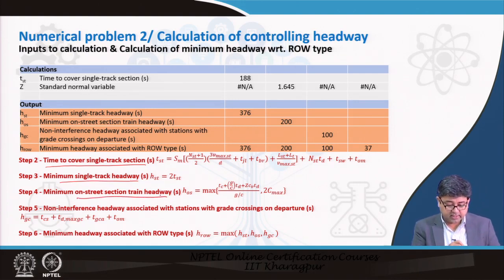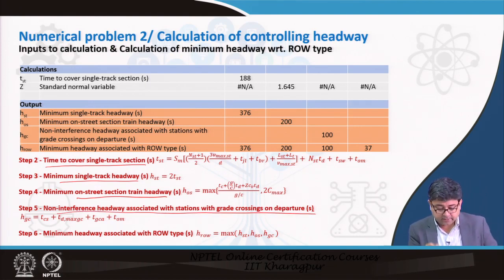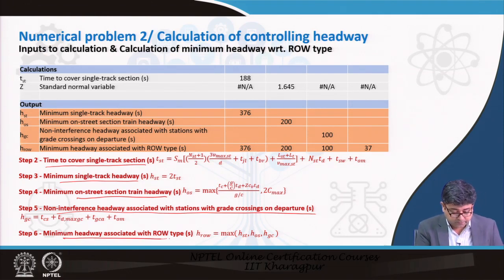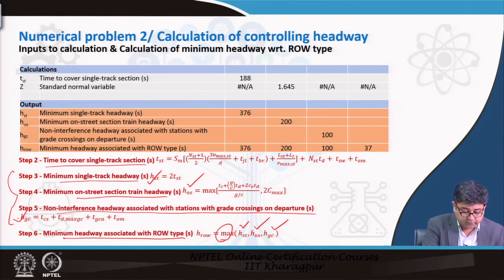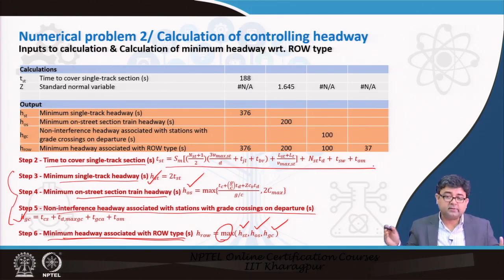minimum on street section, that will give you the non-interference headway associated with stations, with grade crossings, at departure, and finally minimum headway associated with right of way type, which is nothing but the maximum of HST that you have already calculated, HOS here and HGC here. So, out of these three, whichever is the maximum, that will be the minimum headway associated with the right of way type. Okay.